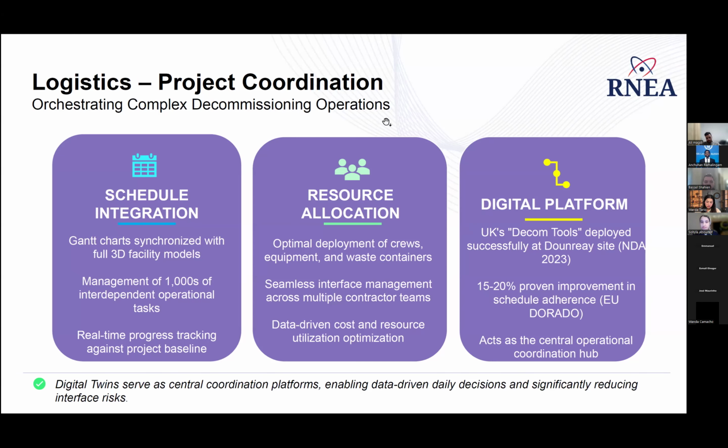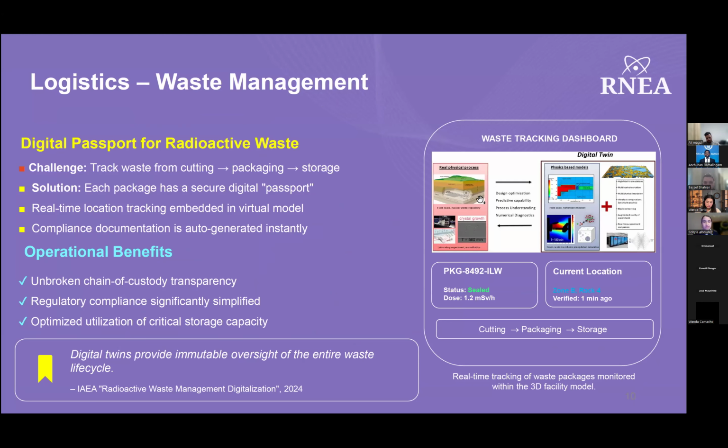So next up, we will look at a critical subtask within logistics, which is waste management. The challenge: maintain an unbroken chain of custody for radioactive material, from the moment it's cut through packaging, transport, and final storage. So the digital twin solution is a secure digital passport for each waste package. Linked to the virtual model, it carries real-time data on location, radiation levels, and material composition. What about compliance docs? As we said before, auto-generated. The benefits here are full transparency, simplified audits, and smarter use of limited storage capacity.